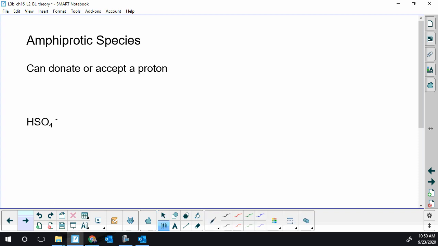It can donate or it can accept. Again, obviously you can't do both at the same time. You can't rip the H in half and donate half of it and accept half of it. It depends what it's paired with.